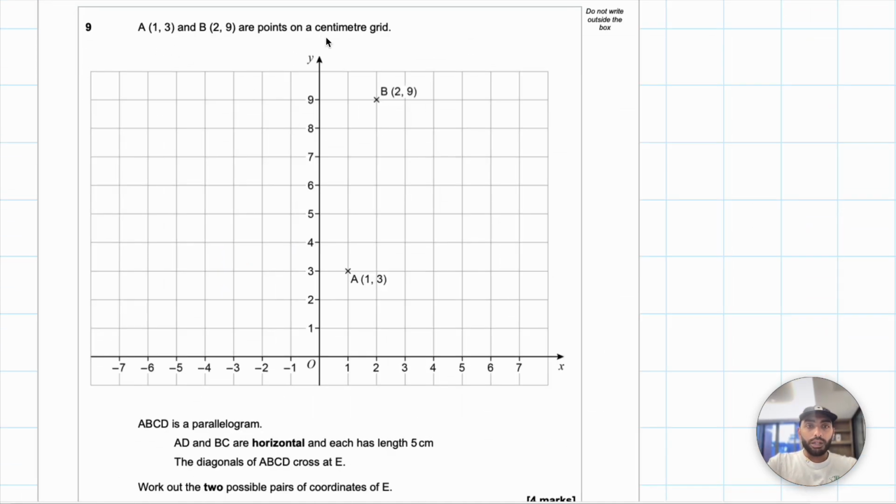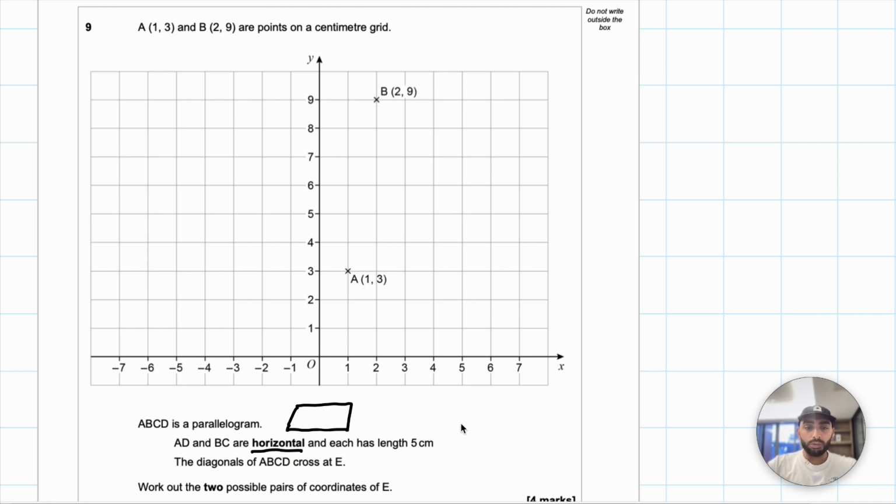Question 9, a and b are points on a centimetre grid. ABCD is a parallelogram. So right now we have a and b, but we don't have c and d. We're going to need to draw them on. Parallelograms are just squashed rectangles where we have 2 pairs of equal sides, and both of those would be parallel to each other. AD and BC are horizontal and each has length 5 centimeters.